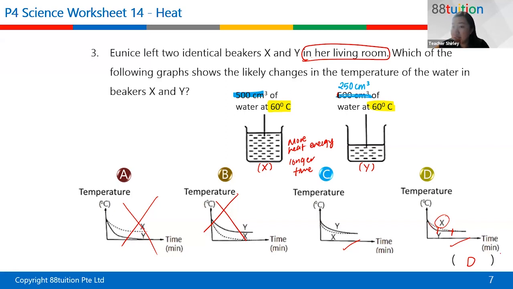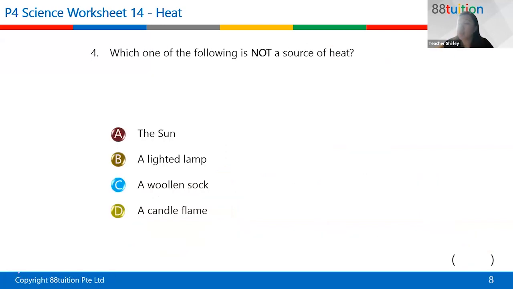Are we clear? This one? Yeah? Okay, moving on. Question 4. This one is easy. Which of the following is not a source of light? Woolen sock. A lighted lamp is a source of light. Woolen sock is not. Candle flame. So which one is not? You're looking for crosses. So the answer is C.